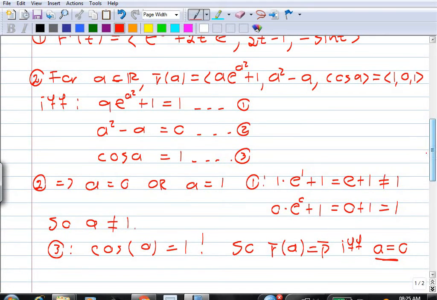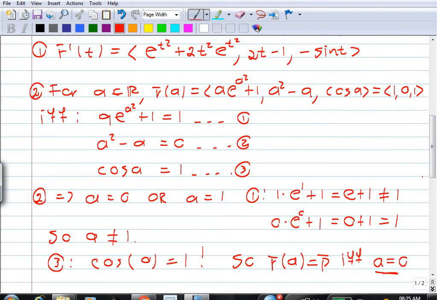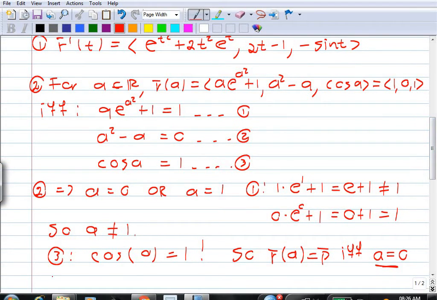So this is the value we have to look at. This is the point we get. Now, in order to write down the equation for the tangent line, we need to evaluate the derivative of r at a equals 0. So we substitute back into our expression we found for the derivative of r. So e to the 0 is 1, and if we substitute t equals 0 into the second term, we get 0. So it's (1, -1, 0).